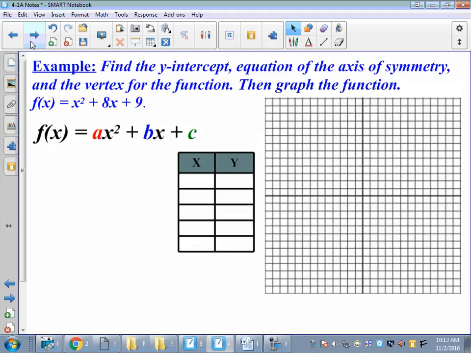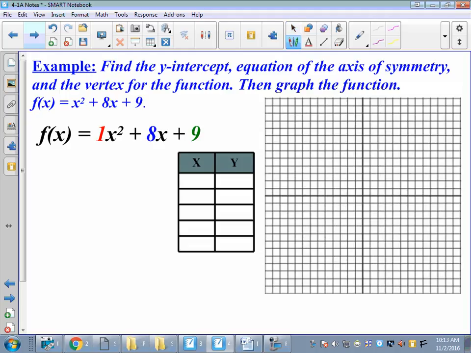If you look at it in terms of the a's, b's, and c's of that function, your a value is 1, because that's the number out in front of the x squared. Your b value is 8, because that's the number out in front of the x, or the linear term. And your constant value is 9. So now we have our a's, b's, and c's. A is equal to 1, b is equal to 8, and c is equal to 9. Sometimes it just helps to write those down.